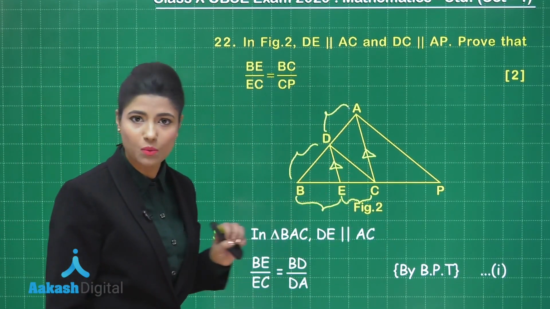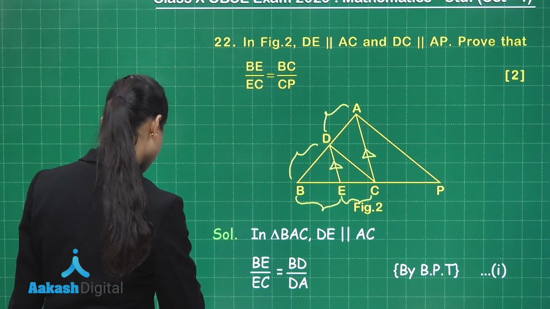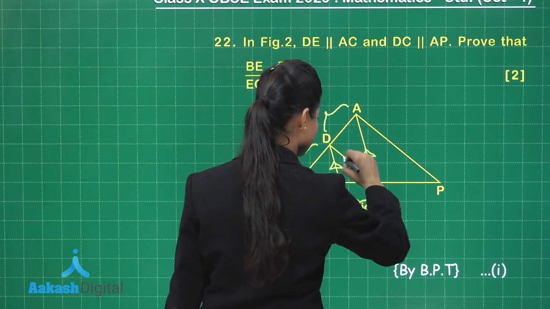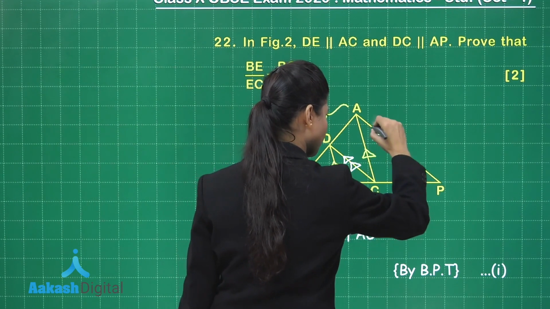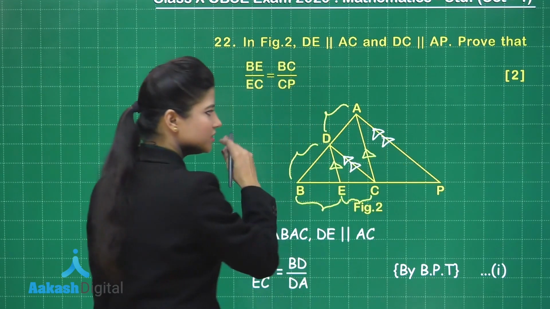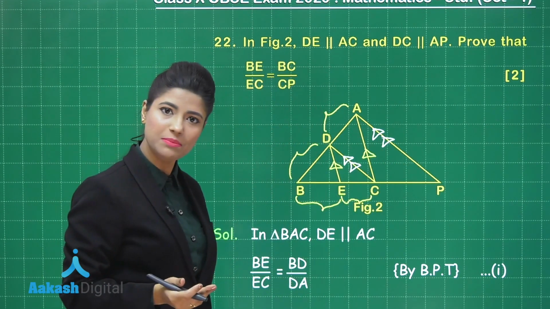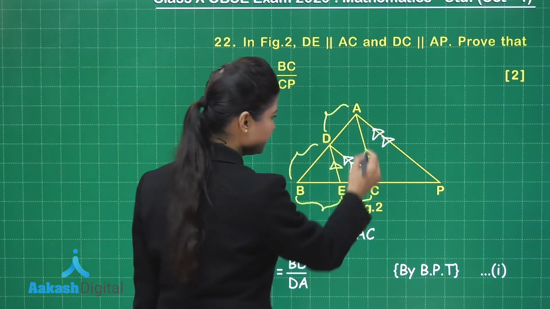This is equation number 1. The second thing which has been given in this question is DC is parallel to AP. So here also the basic proportionality theorem can be applied. You can see that DC is parallel to AP.